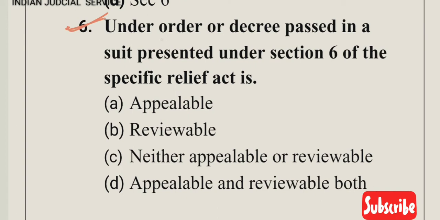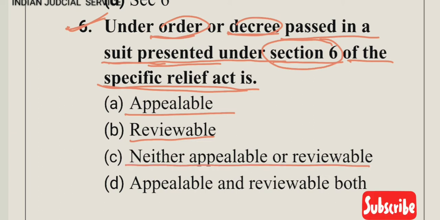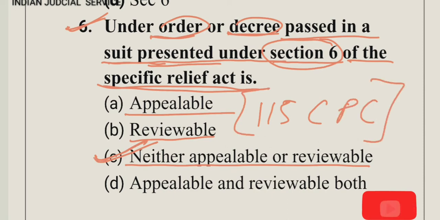Now question number 6, an order or decree passed in a suit presented under section 6, this is very important, of the Specific Relief Act is, so an order or decree passed in a suit presented under section 6 of the Specific Relief Act is not appealable nor reviewable. So clearly the answer here is option C, neither appealable nor reviewable. But under the provision of Section 115 of CPC, it is the subject of revision. So the answer here is option C.